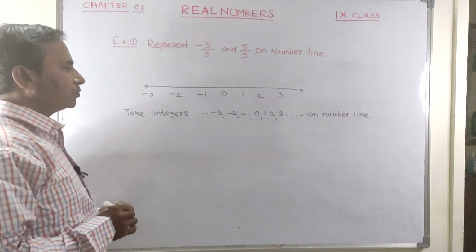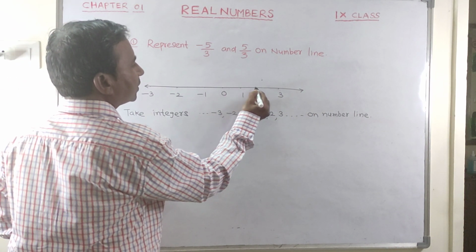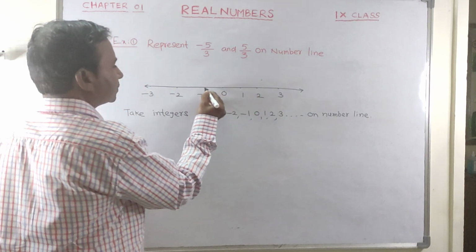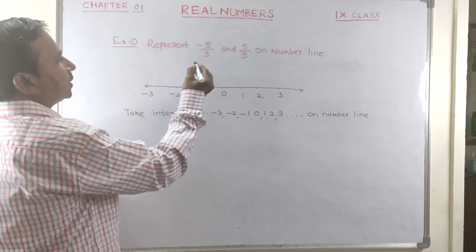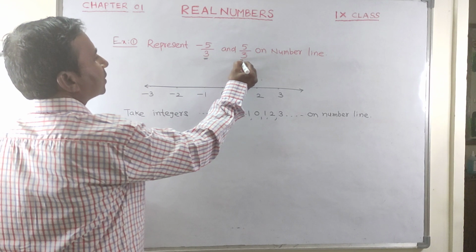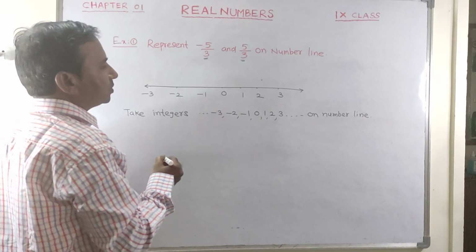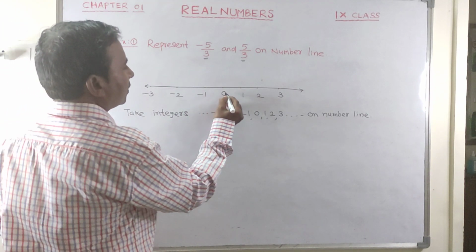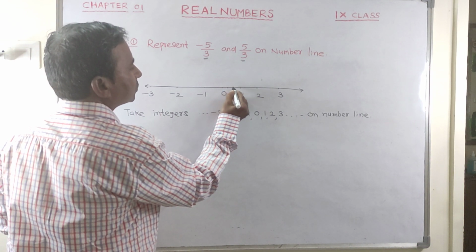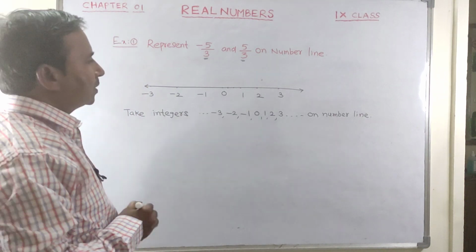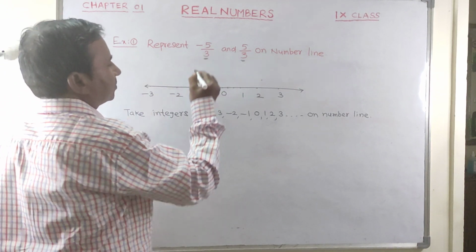And afterwards, the second step: each unit, see from here to here 1 unit, from here to here 1 unit, here to here 1 unit, means on the negative side and positive side, each unit you have to divide into 3 parts. Why? Because here we are having the denominator as 3. So each unit must be divided into 3 parts. See, from 0 to 1 I am dividing it into 3 parts. 1, 2, 3 parts.